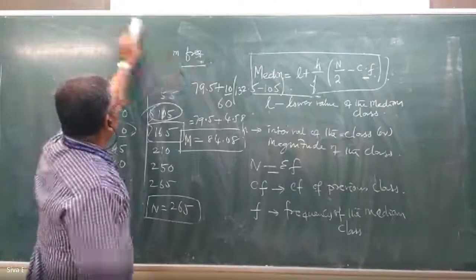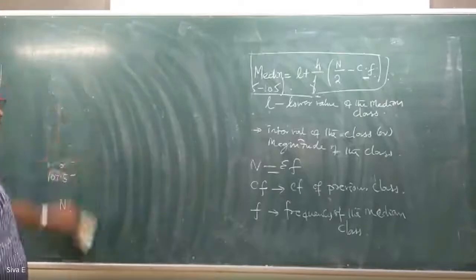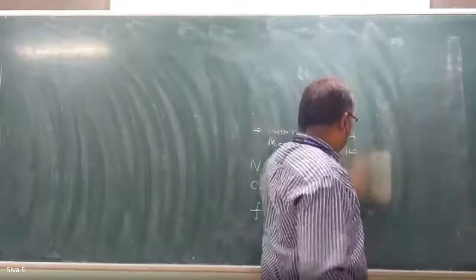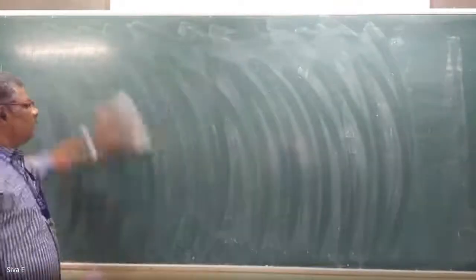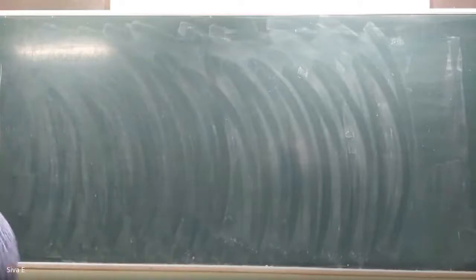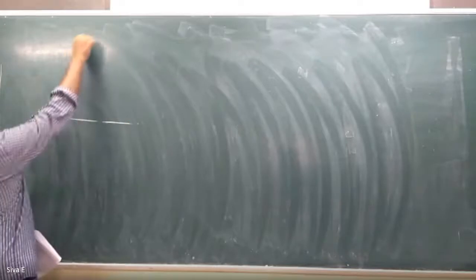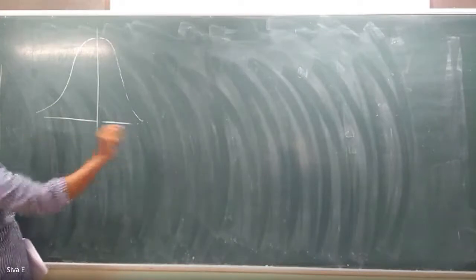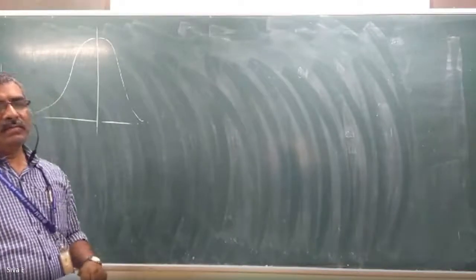Now, next we go for the mode. Write the heading mode. Generally mode is the maximum number of occurrences. The observation that occurs the maximum number of times among the observations is called the mode.